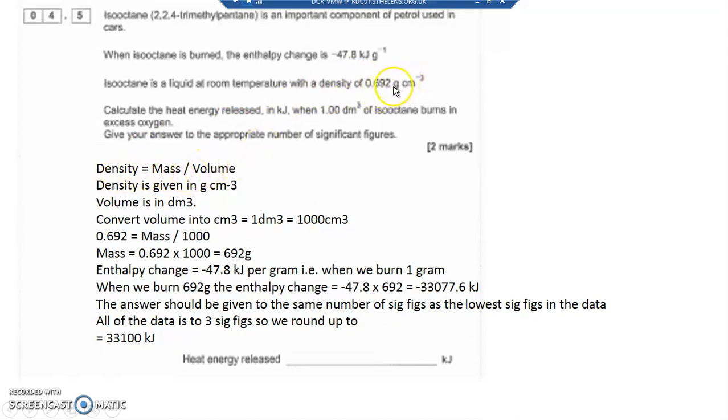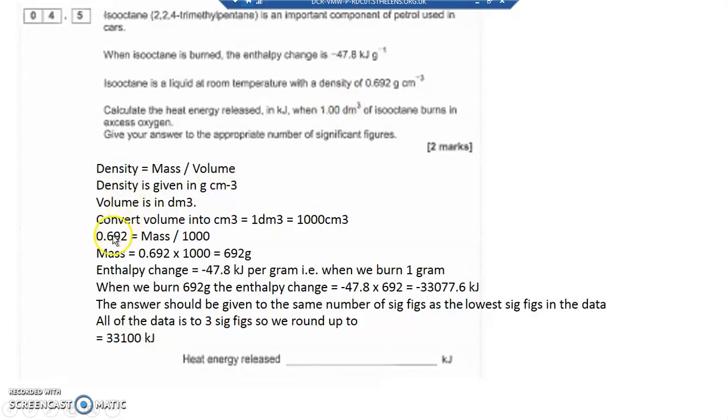Look at the units of density. It's in grams and it's in centimeters cubed. So the volume needs to be in centimeters cubed to match this value. I've been given 1.00 decimeter cubed, so I've got the volume, but it needs to be in centimeters cubed to match the density value. So how do I convert 1 decimeter cubed into the smaller unit of centimeter cubed? I multiply by 1,000. So 1 decimeter cubed is 1,000 centimeters cubed.